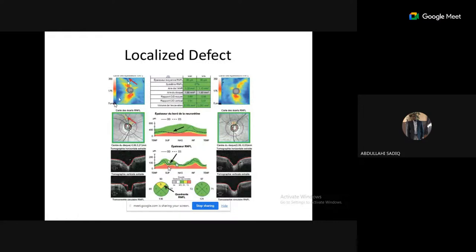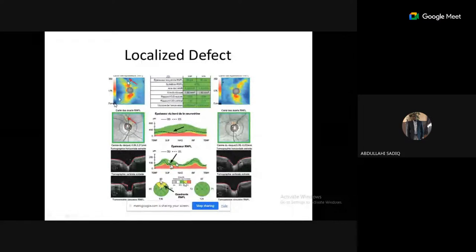If you remember the ISNT rule, although this is the retinal nerve fiber layer, it does not completely follow the ISNT rule, but usually the inferior and the superior tend to be higher. But you can see here there is some loss. If you look at this one, the value is about 90 micrometers, and this one is about 97. So starting from here you can see a defect, which is reflected here. You can also see some localized defect here, and it is demonstrated here.